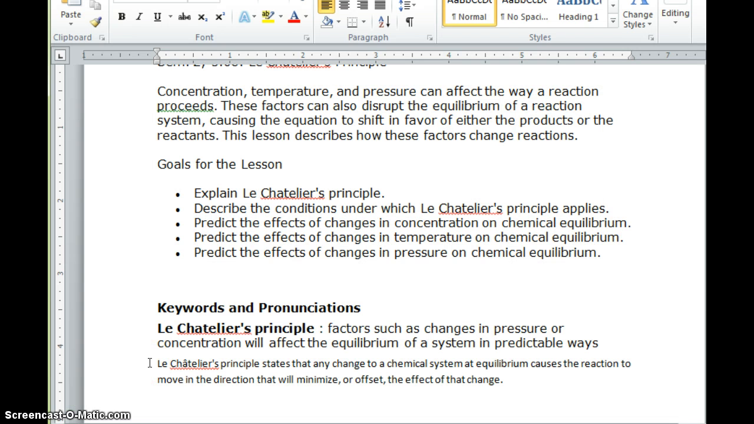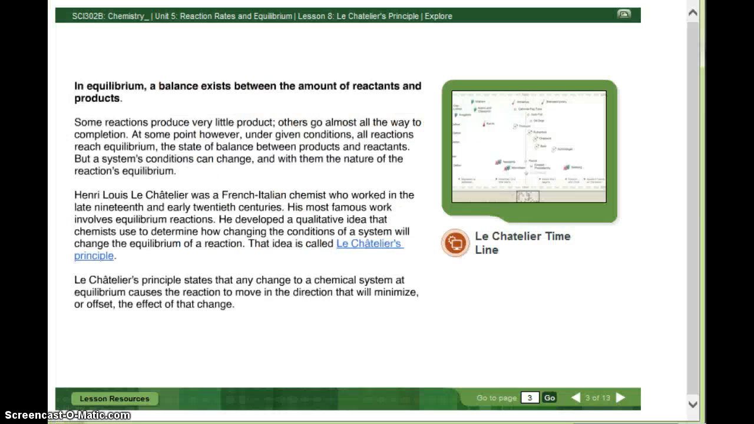So I copy-pasted that sentence, saying that Le Chatelier's principle states that any change to a chemical system at equilibrium causes the reaction to move in the direction that will minimize or offset the effect of the change. So move in the direction means if it shifts to the right, you have more products. If it shifts to the left, you have more reactants. So that's what they're talking about with moving direction.